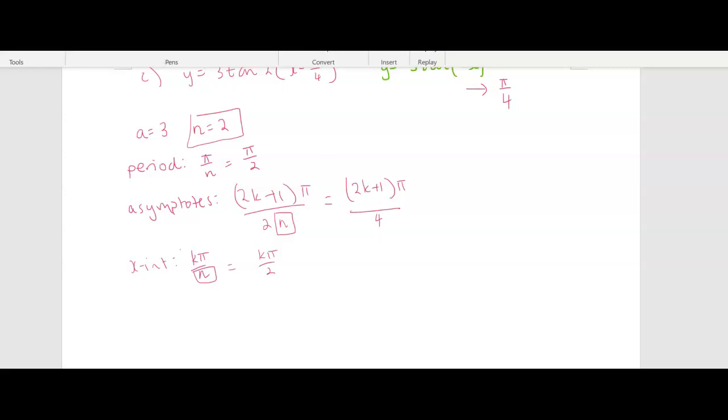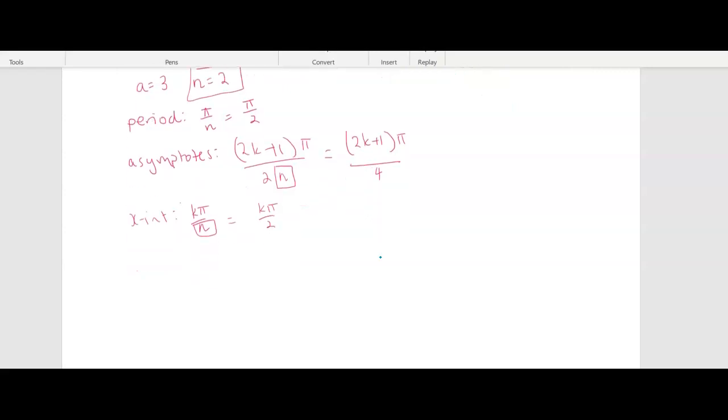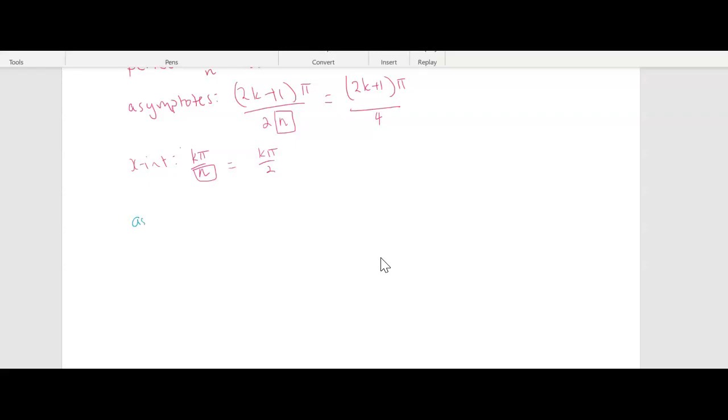All right, so let's do the asymptotes first. Remember, when we're doing the asymptotes, we need them to fit into our domain, which is 0 to 2 pi. So we're just looking at different values of k. We've got 2k plus 1 times pi over 4. When k equals 0, x is equal to pi on 4. When k is equal to 1, we get 2 times 1 is 2, plus 1 is 3, so 3 pi on 4. I think k equals 2 will still be in our domain, giving us 5 pi on 4.